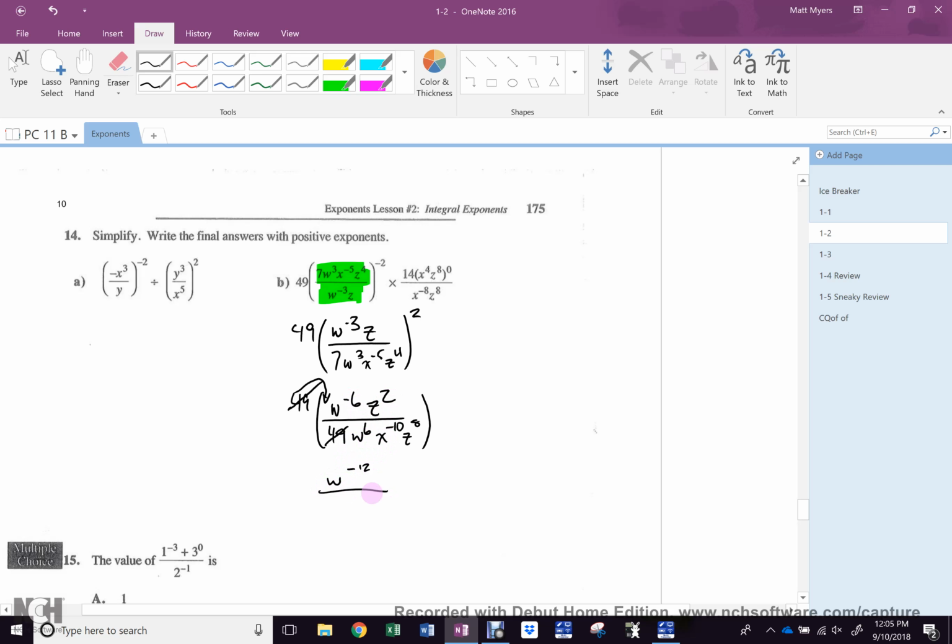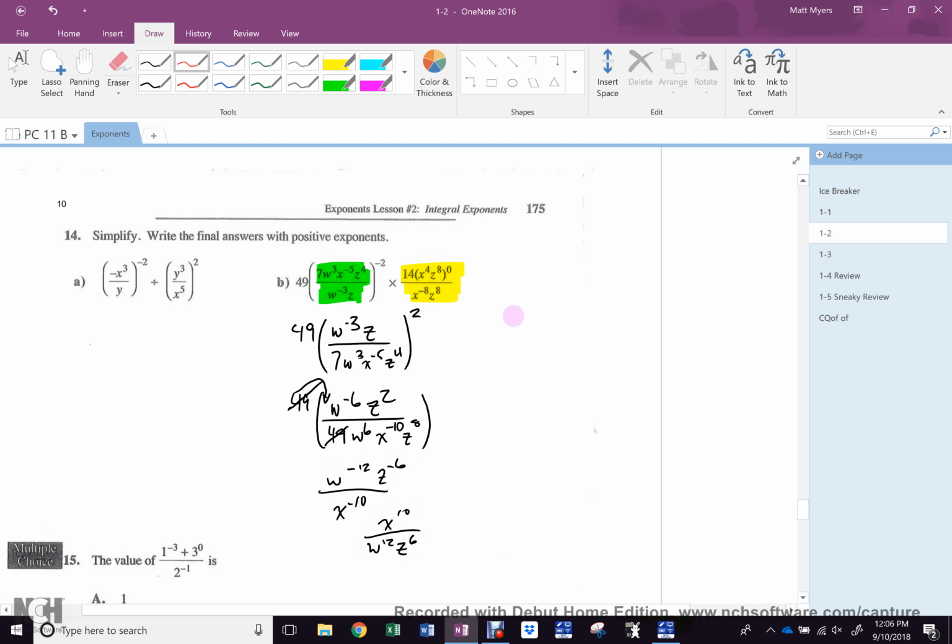I've already got an x in the denominator and 2 minus 8. Z to the negative 6. What isn't allowed? All of it. They're all negative, so everyone's moving, right? So I got x to the 10th over w to the 12th, z to the 6th. That's the green side. Now let's look at the yellow side.